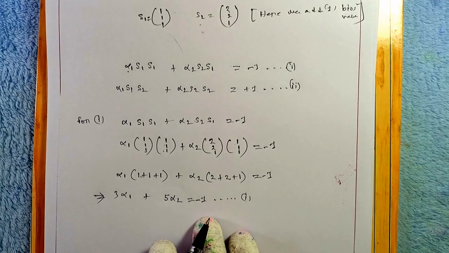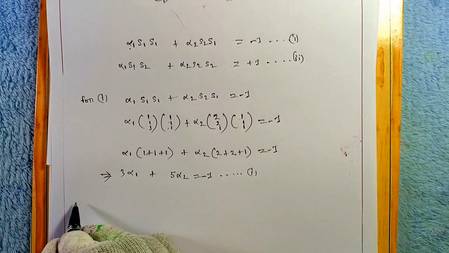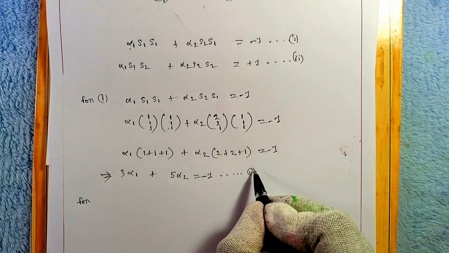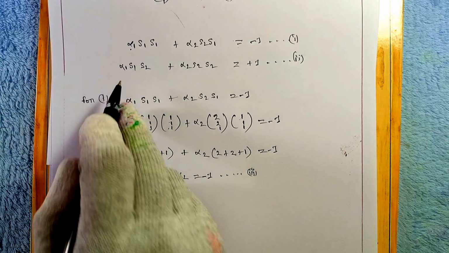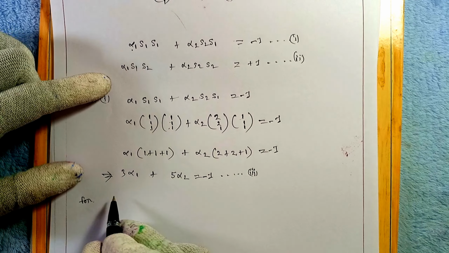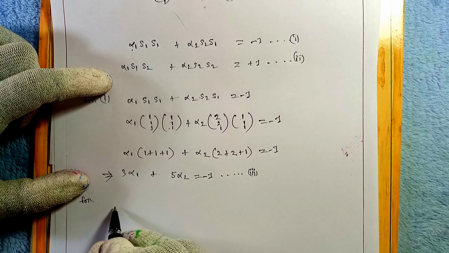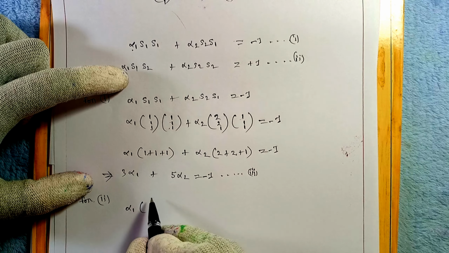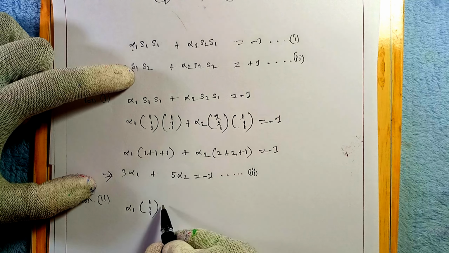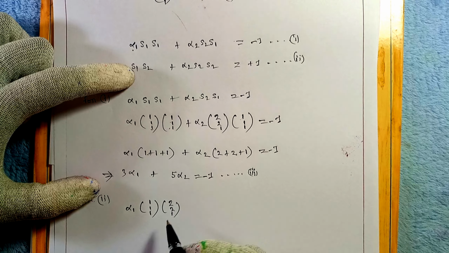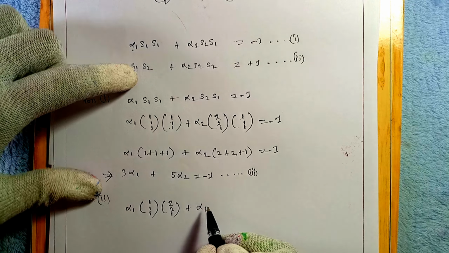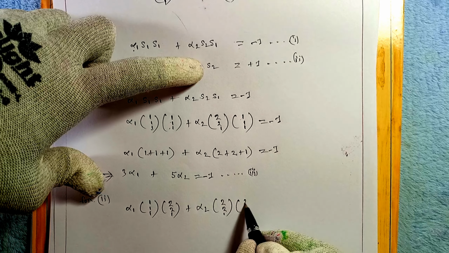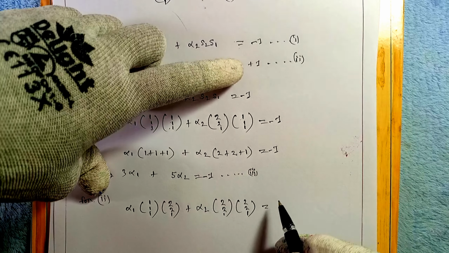Now we have to again find out for equation number 2. Let's call this equation number 3, and for equation number 2, that is alpha 1, we just directly put the value. For equation number 2, s1 is (1, 1, 1), s2 is (2, 2, 1), alpha 2, s2 is (2, 2, 1), again s2 is (2, 2, 1). Now the output value is plus 1.